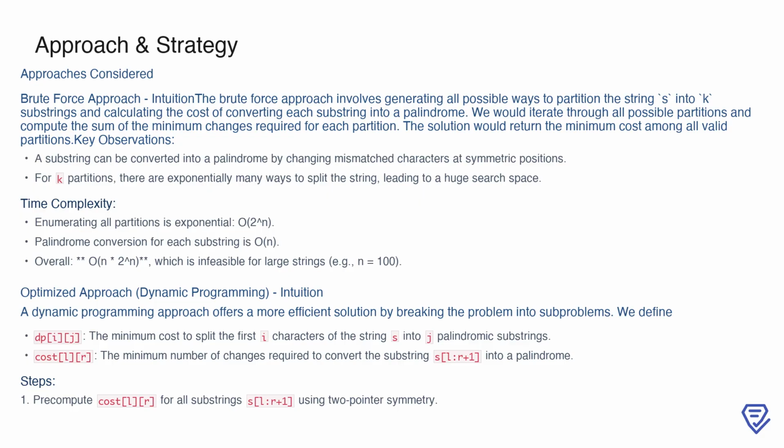To address this, we turn to a more efficient method, dynamic programming. In this optimized approach, we break the problem into smaller subproblems. First, we define dp[i][j] as the minimum cost to split the first i characters of S into j palindromic substrings. Additionally, we pre-compute cost[l][r], which represents the minimum number of changes required to make the substring S[l..r+1] a palindrome. By leveraging these definitions, we can structure the problem in a way that avoids the exhaustive enumeration of all partitions.